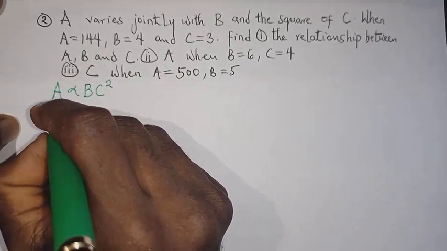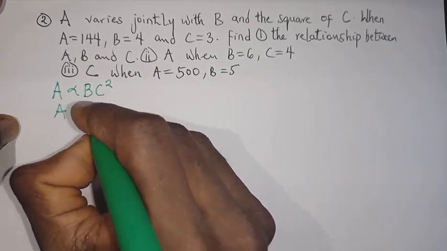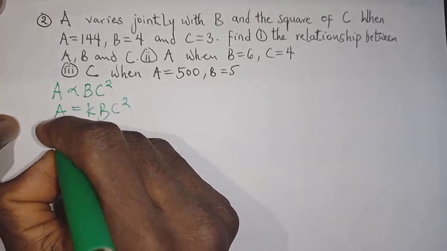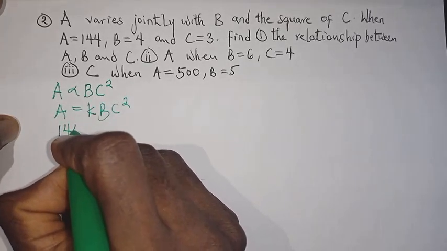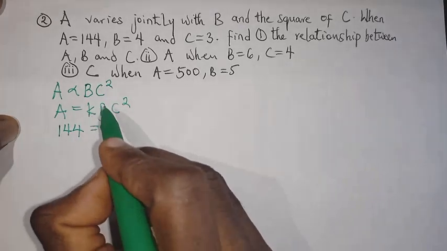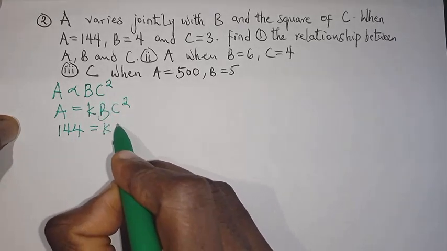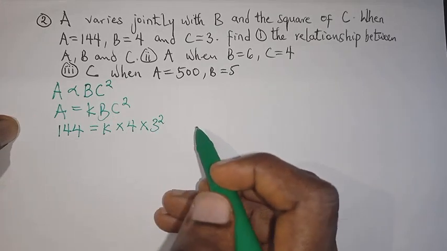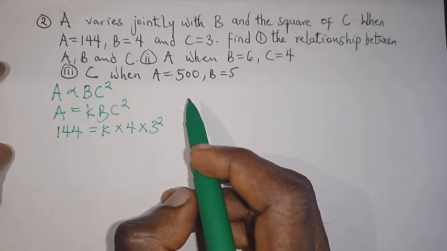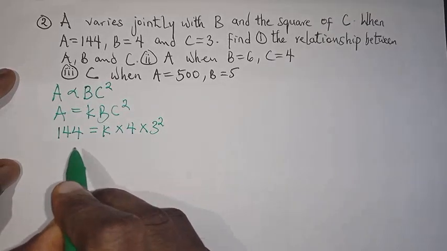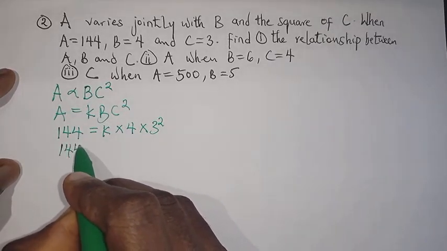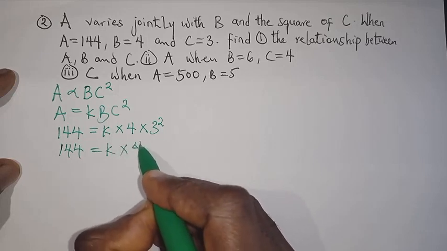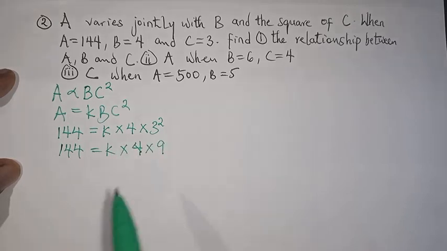So when A equals 144, I'm going to introduce the constant of proportionality first. When A equals 144, B equals 4, and C equals 3, so 3 squared. Now, they say find the relationship, so we need to look for the value of K. So this is 144 equals K times 4 times 9. 3 squared is 9.